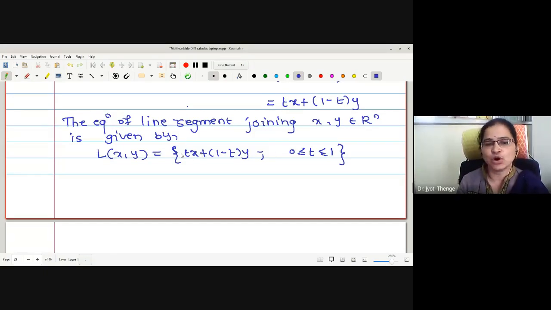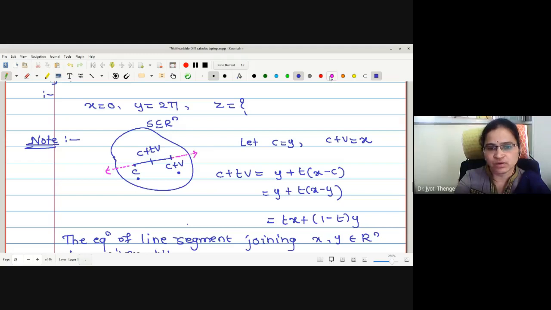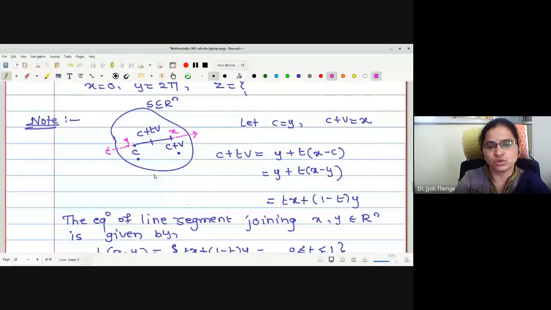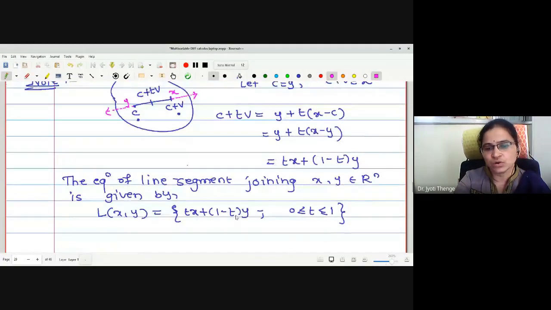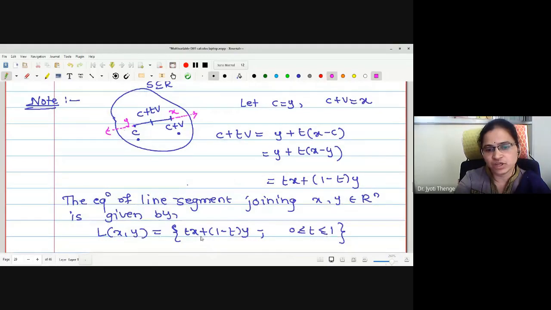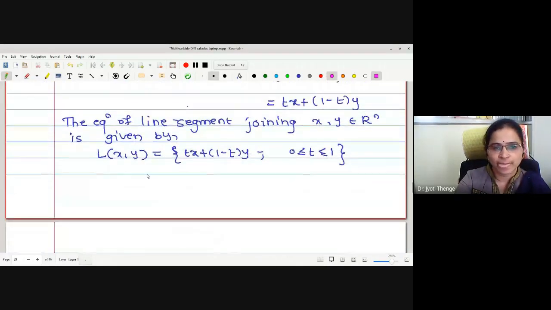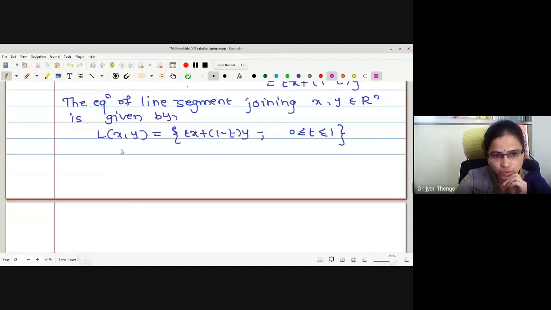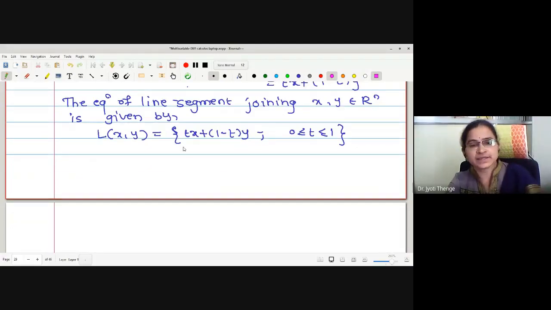If t is 0, this will give us the first point. If I call this x and this y, and I just put t equal to 0, this gives you y. If t equals 1, this gives you x. Okay, understood the equation of the line segment joining any 2 points x, y in R^n? What is the statement? This is tx plus (1 minus t)y.